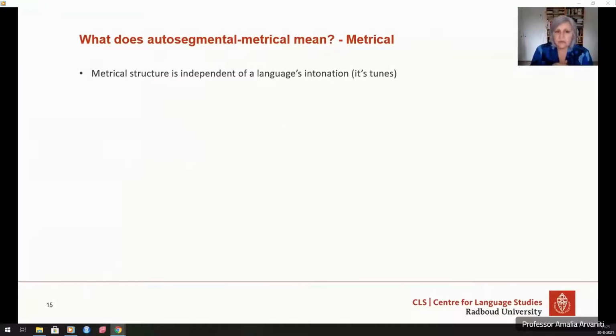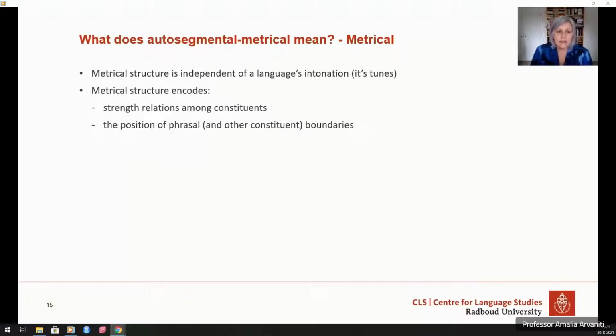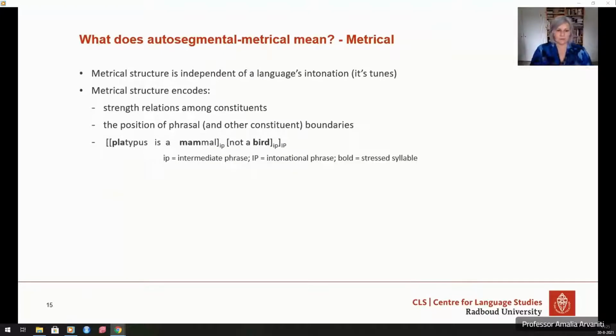This metrical structure is independent of the language's intonation. And it encodes two main things: strength relations among constituents and the position of boundaries. To give a very simple example, in an utterance like "platypus is a mammal, not a bird," I have one intonational phrase, the one that's shown with a capital IP, which is broken down into two intermediate phrases. Platypus is a mammal, not a bird.